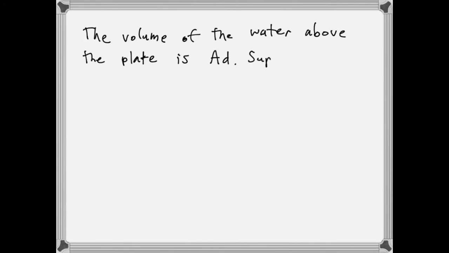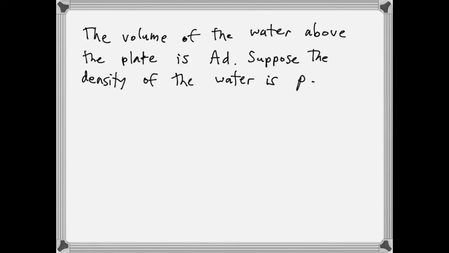Now, suppose the density of the water is rho. Remember, density is actually mass per unit volume. Mass per unit volume. In other words, the density always tells you how much mass is on something given, like per cubic meter or per cubic foot, right? It's always per unit volume.